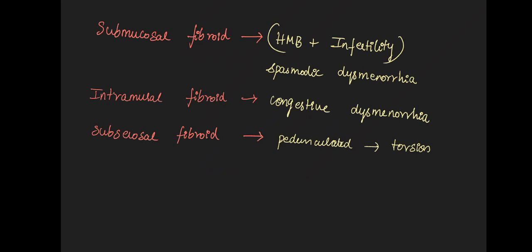The submucosal fibroid can present as heavy menstrual bleeding along with infertility, and there will be spasmodic type of dysmenorrhea, whereas the intramural fibroid produces congested type of dysmenorrhea, and the subserosal fibroid, which is present outside, can be pedunculated, and if it is pedunculated, then there can be torsion.